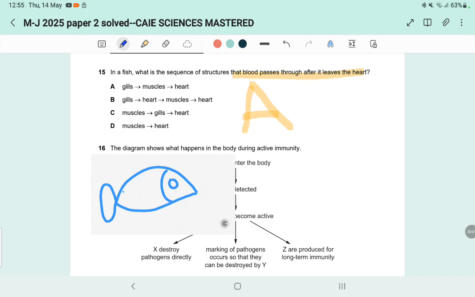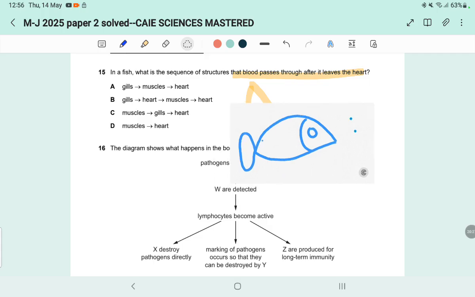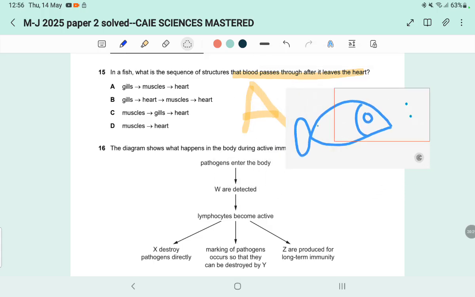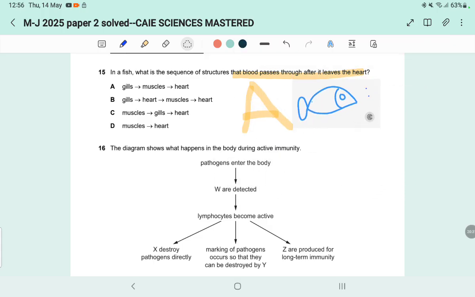A single circulatory system means that after the blood leaves the heart, which was deoxygenated as it was coming from the muscles before, it needs to enter through the gills to become oxygenated, and for that the muscles will use it and then repeat the process again. Okay, this is a drawing for the illustration for you to understand it well. So basically, the answer here is A.